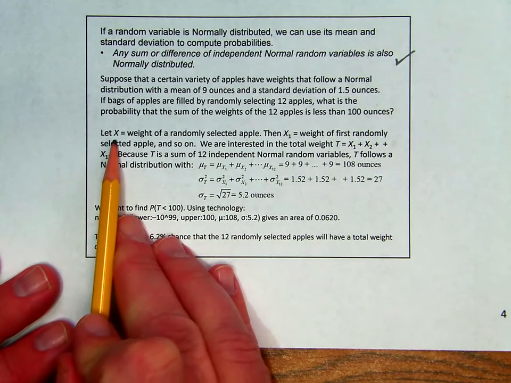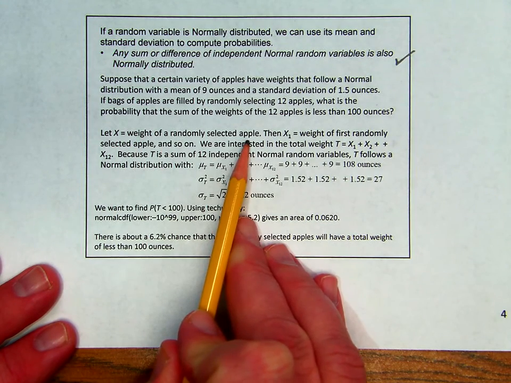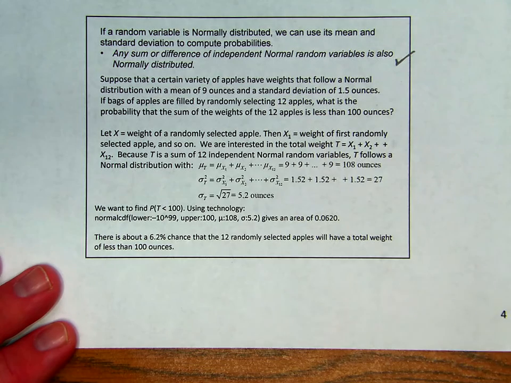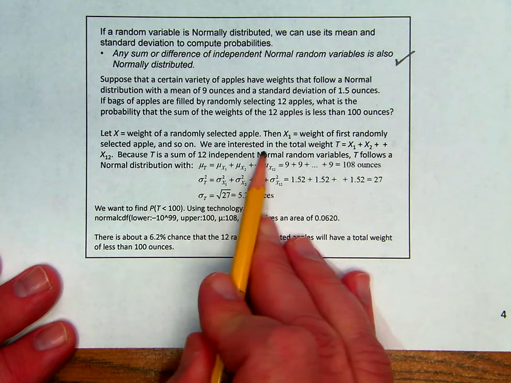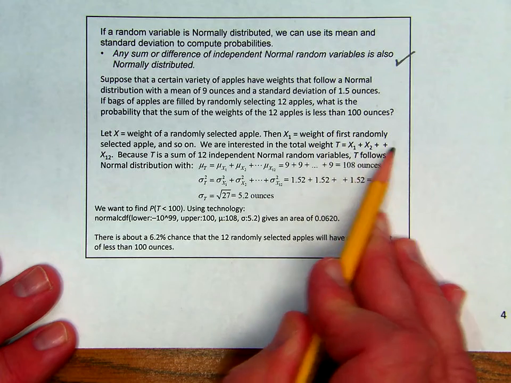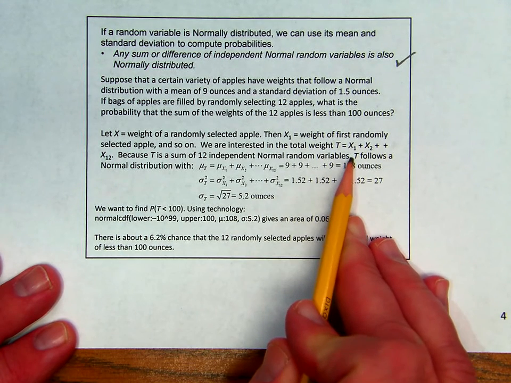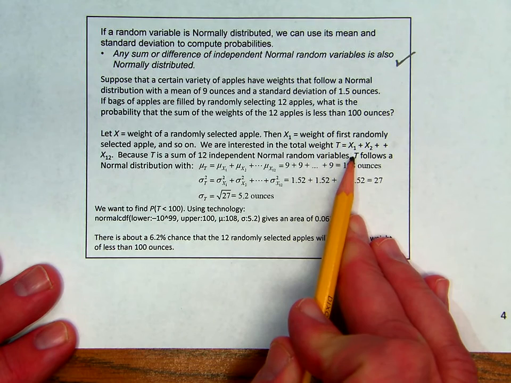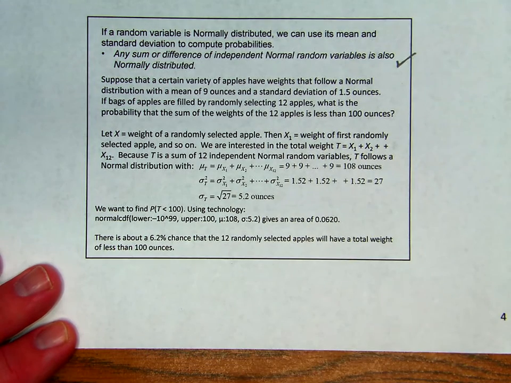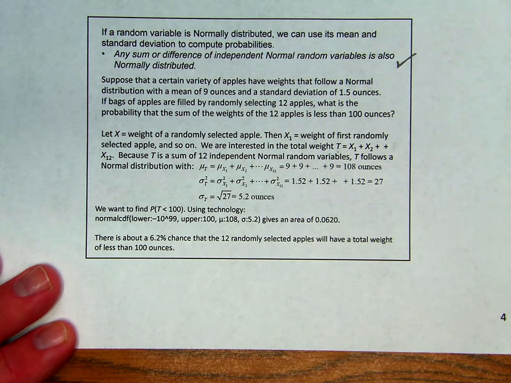So, X is going to represent the weight of a randomly selected apple. So X sub 1 is the weight of the first apple, X sub 2 is the weight of the second apple, and so forth and so on. So we're interested in the total weight, T, X sub 1 plus X sub 2 plus all the way up to X sub 12. So the new distribution is the sum of 12 individual distributions. Each individual apple has its own distribution, and we're making a new one, adding them all together.